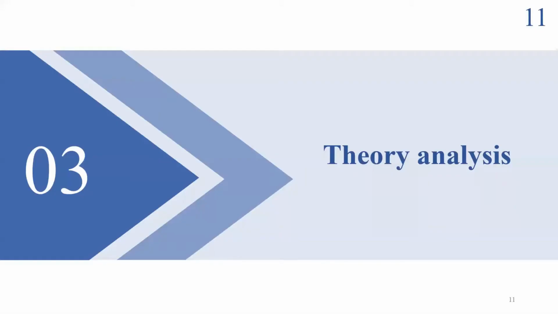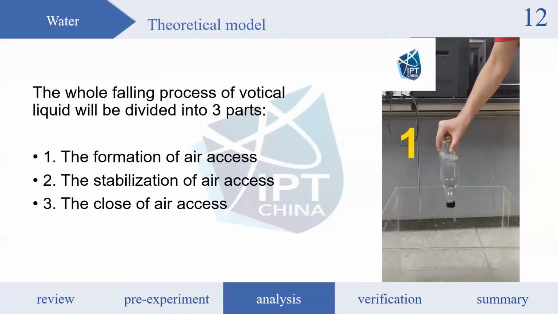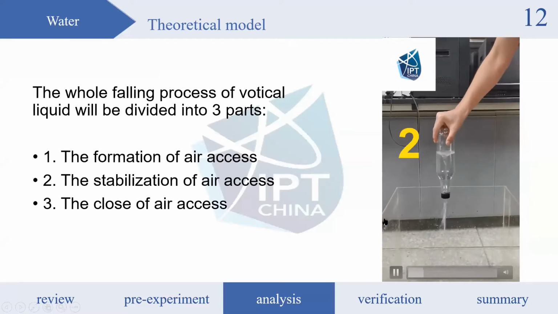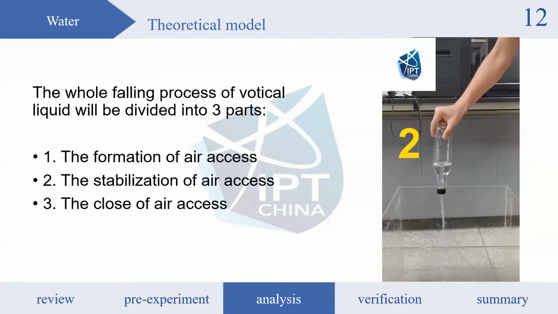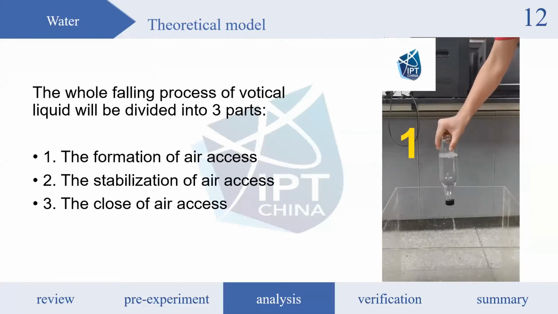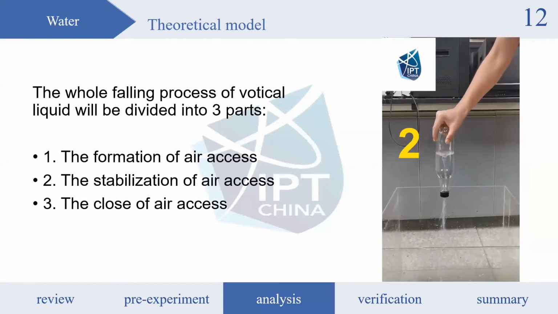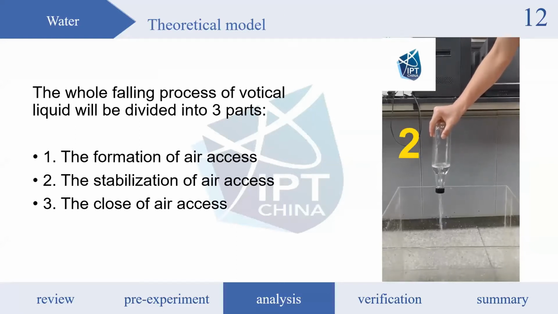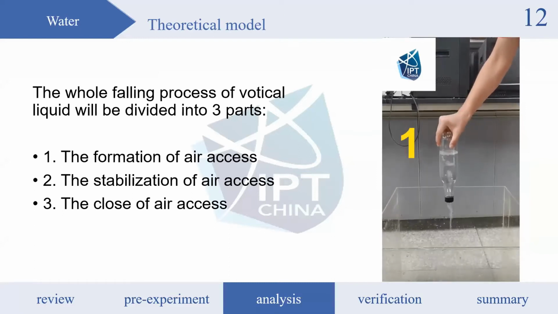And the third part is the theory analysis. The whole falling process of a vertical liquid will be divided into three parts. You can pay attention to the video on the right. We'll find the outflow of water, and the whole falling process of the vertical liquid will be divided into three parts. They are the formation of the air column, the stabilization of the air column, and the closing of the air column.